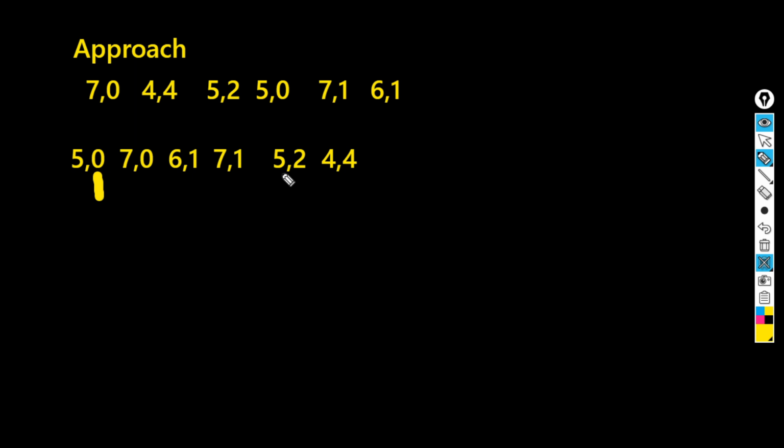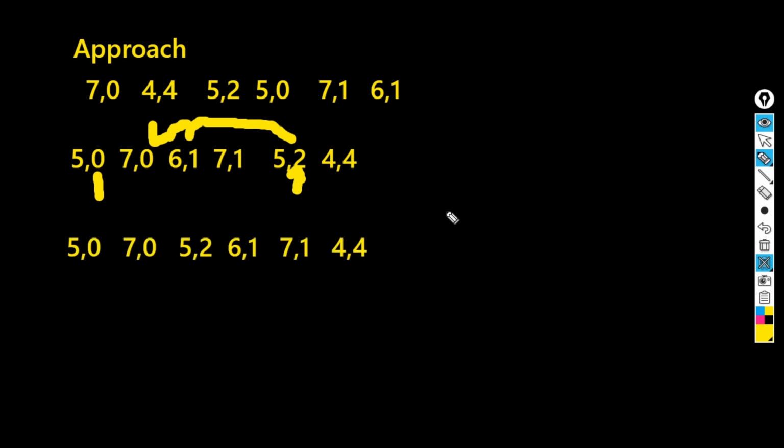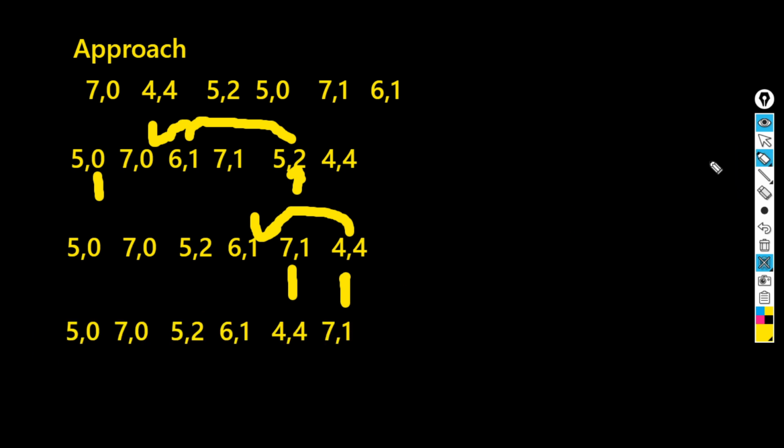Now we will check the fourth index. At the fourth index we have 2, so we will place it at the second index. After the swapping we will get this. Now we are on the fourth index. Now we have to check the fifth index. At the fifth index we have to insert it at the fourth. So after insertion, what we will get? After swapping we will get this.